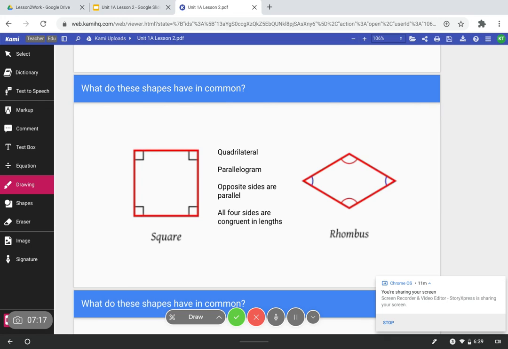Okay, both of these shapes, the square and the rhombus, are quadrilaterals. They have 4 sides. Both of these shapes are parallelograms because opposite sides are parallel and congruent to each other.